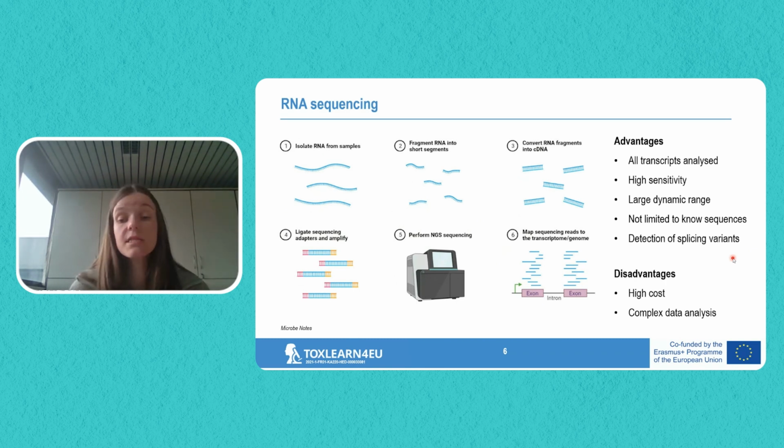The main disadvantage of RNA sequencing is that it's relatively expensive, although in recent years it has become more and more affordable. And that's also why people are using it much more than in the past. And another disadvantage is that the data analysis is rather complex, so you need quite good bioinformatic knowledge, or you might need someone to assist you in the data analysis process.